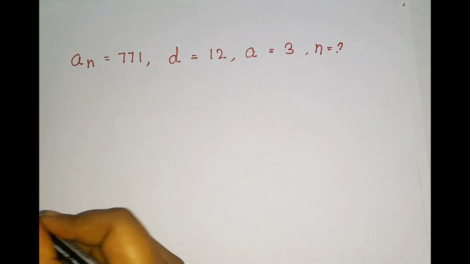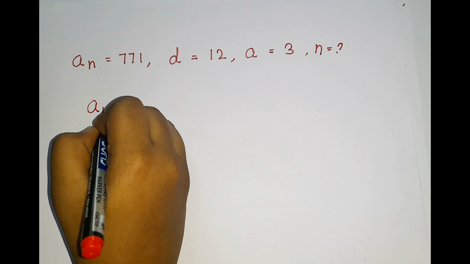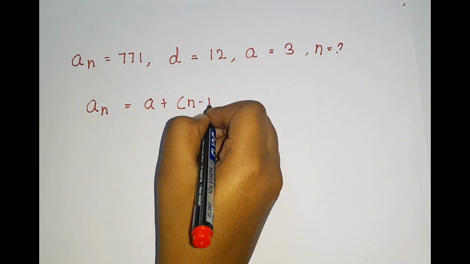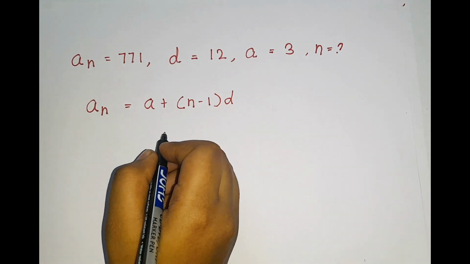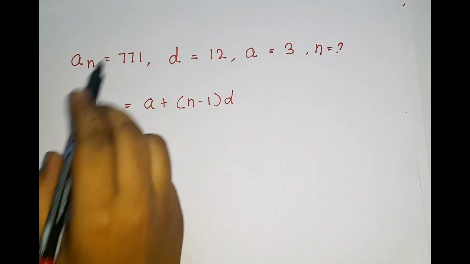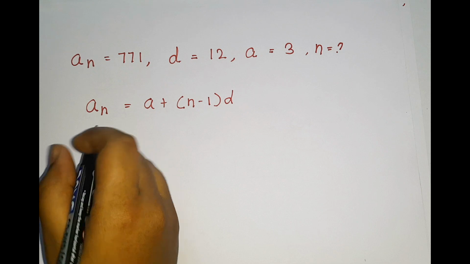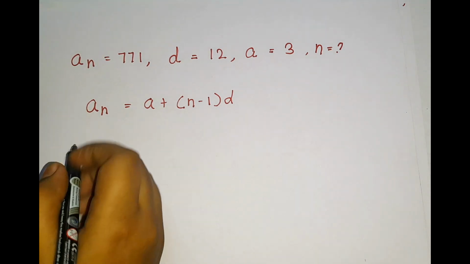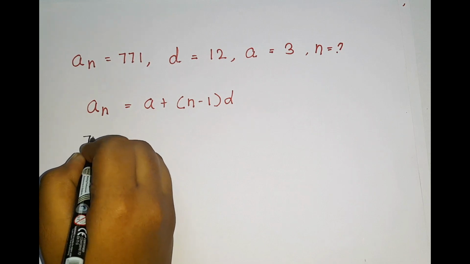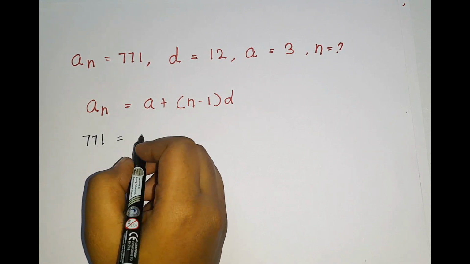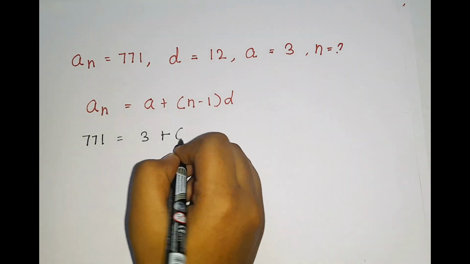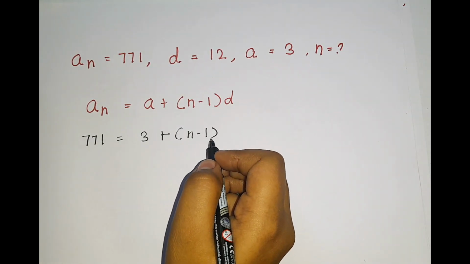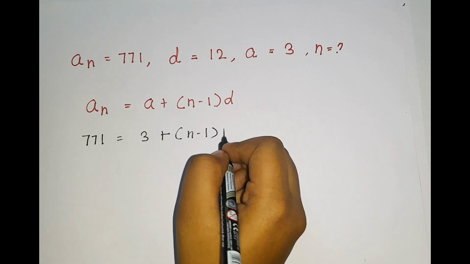Okay, how to find the n? By a formula, that is an is equal to a plus n minus 1 into d. Why are we using this formula? To find in which term we'll get 771. Now let us substitute the values. So 771 is equal to a, which is 3, plus n minus 1, which we don't know, into d. And what is d? d is the common difference, that is 12.